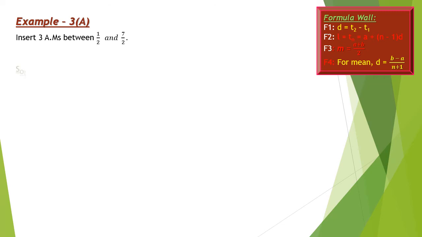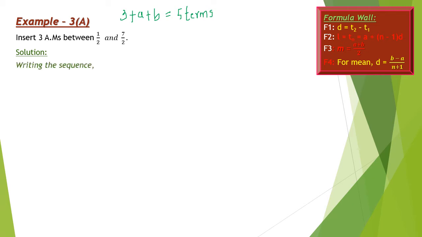So how many terms does the sequence have? Now this is a question for you: how many terms does the sequence have if there are 3 means between the first and last term? There are 3 means, and there are 2 values, the value of a and the value of b. So the total number of terms in the sequence will be 5, because there are 3 means and the 2 extreme values.